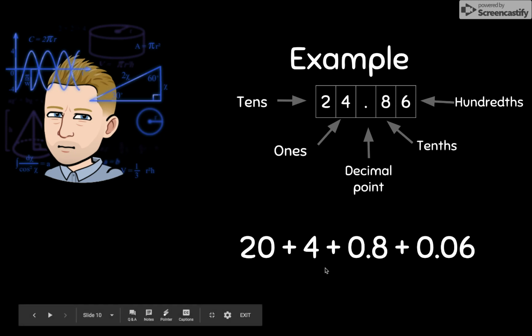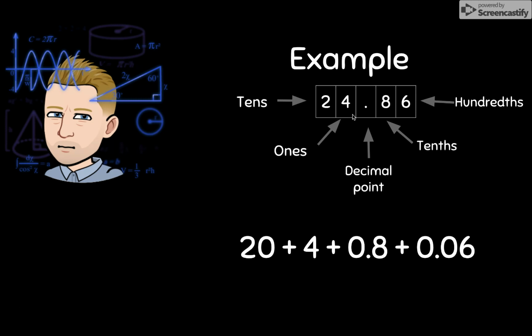And if I was going to write this number in expanded form, it would be 20, because I have 2 tens, plus 4, because I have 4 ones. Then I would plus 0.8, because I have 8 tenths. So I need to write the 0, the point, and then the 8. The reason why we have to write 0.8 there instead of just 8 is because the decimal point lets us know we're dealing with less than one whole, or part of a whole. And the fact that it is in the tenths column lets us know that it is 8 tenths.